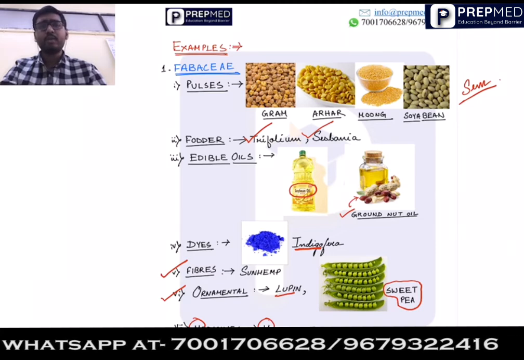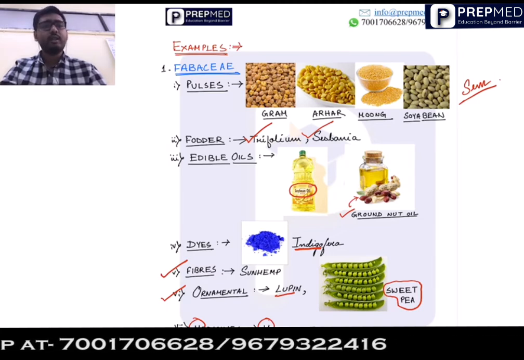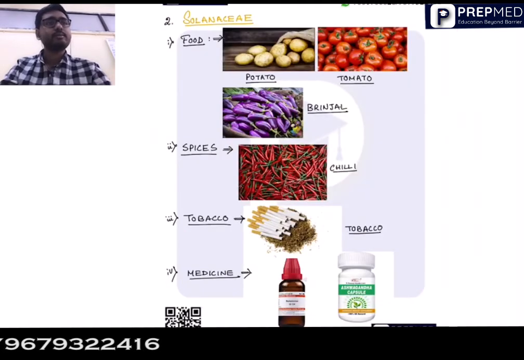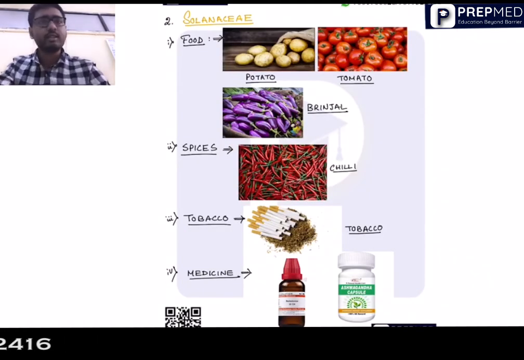Fibers, sun hemp. Ornamental is lupin. Here, sweet pea. And medicine is Liliaceae. M for medicine, M for Liliaceae. This one is the easiest, isn't it?